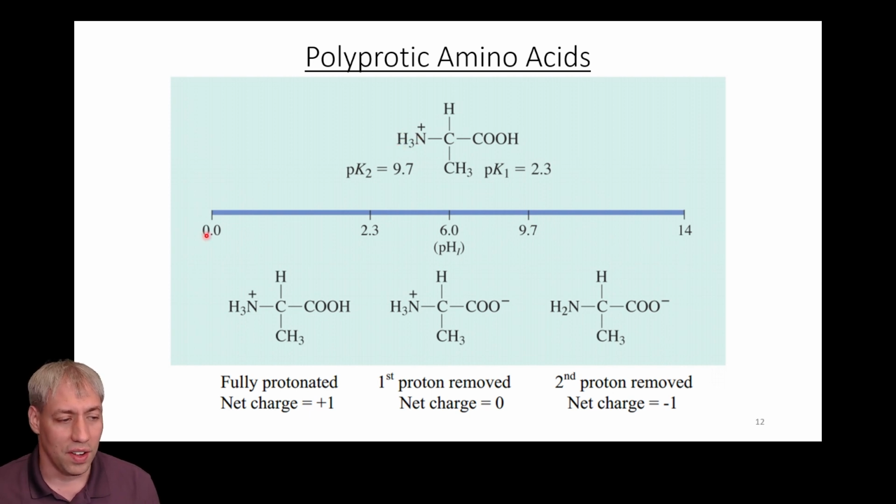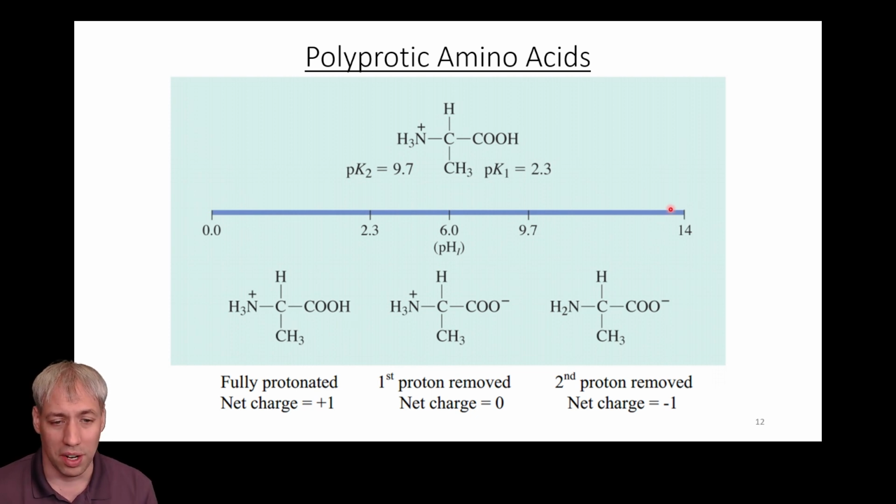And so if we start off on this end here at a pH of 0, in fact, anything less than 2.3, you have a very acidic solution. What this number tells you is that the external solution is more acidic than this, it's more acidic than this, which means both of these groups are going to be protonated. And that's exactly what you see here, H3N, COOH.